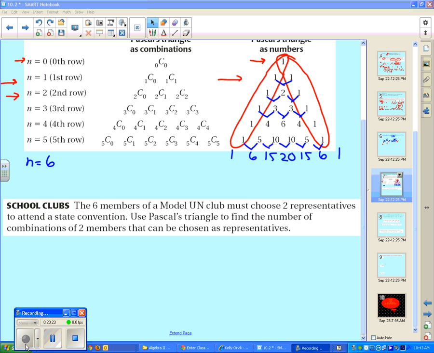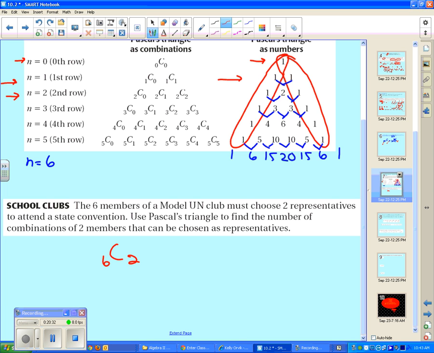So the idea behind this is you have 6 people to choose from, and you're choosing 2 to be in a group to go to this convention, right? So it's 6C2. The order that I choose these people doesn't matter. So I can use Pascal's triangle. I have to find the 6th row, which you guys just found.